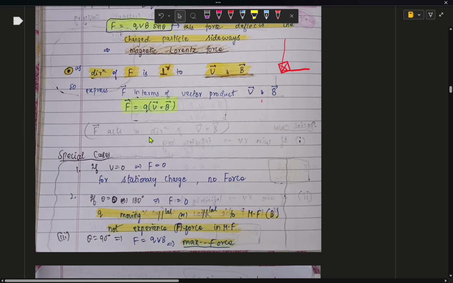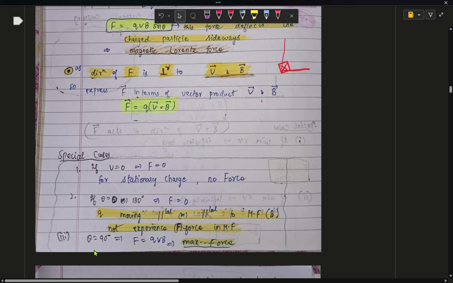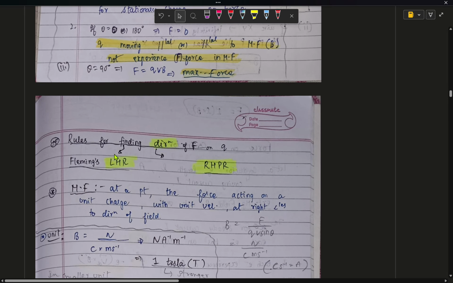There are some special cases. If velocity is 0, then force will be 0. Of course, if theta is 0 or 180 degrees, then the force is 0, meaning Q moving parallel or anti-parallel to the magnetic field does not experience any force. When will it be maximum? When the angle between the velocity and magnetic field is 90 degrees, then the Lorentz force exerted on the charge will be maximum. Okay, next.